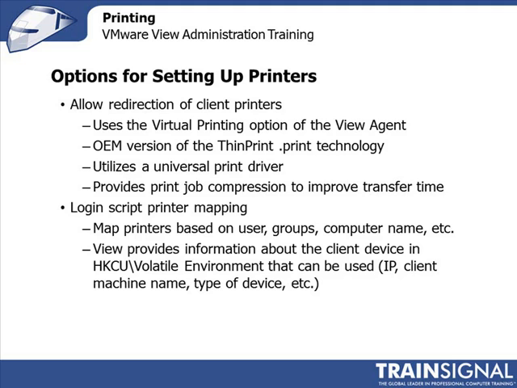Now View does provide some additional variables for you to use when scripting. And these are found in the HKey current user volatile environment node of the registry. And some of them are even mapped directly to environment variables. Some examples of this are the IP of the client device, the machine name of the client device, and what type of device it is, among many others. And finally, you can use View location-based printing, which is a feature within View.